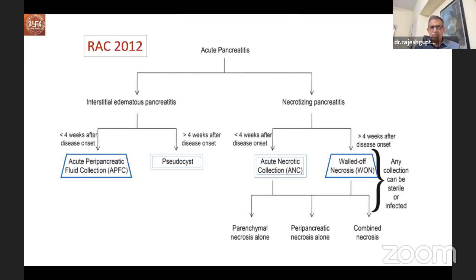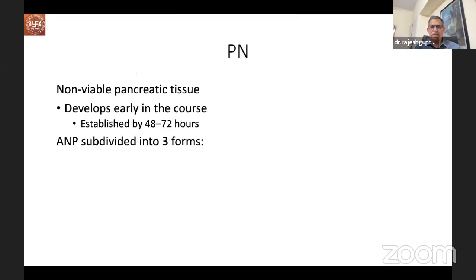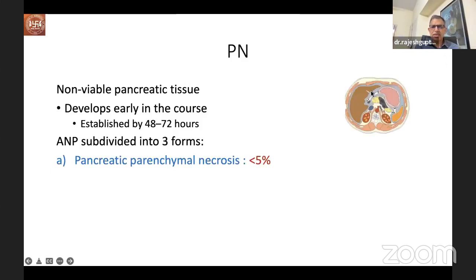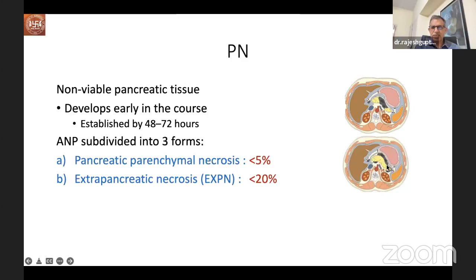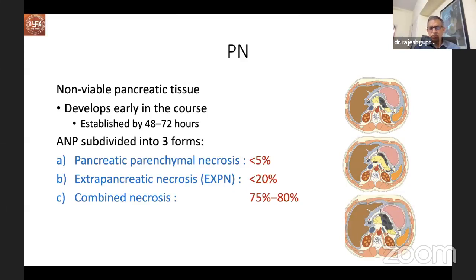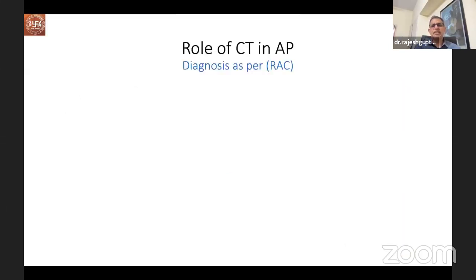Now we have to understand that necrosis is the major issue in pancreatitis, and necrosis can involve the parenchyma or be peripancreatic necrosis, or it can be a combined necrosis. Pancreatic necrosis is non-viable pancreatic tissue which develops early in the course of the illness. It is established by 48 to 72 hours and essentially takes 3 types, which we discussed earlier. Pure parenchymal necrosis is less than 5%, while pure extrapancreatic necrosis is less than 20%. Here the pancreas is actually normal, and the most common is combined necrosis, in 75 to 80% of the population. So what is the role of CT in acute pancreatitis?